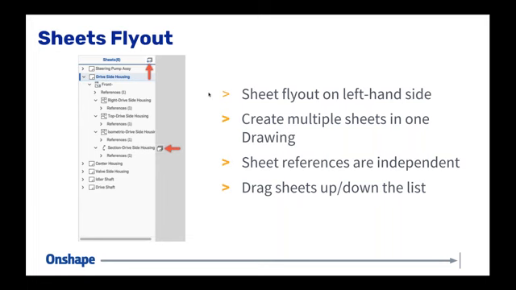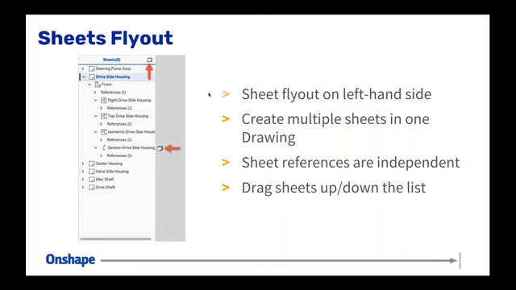Now, the Sheets Flyout has some unique things that you can do. It allows you to see the reference of whatever that sheet is. Remember, sheets are independent, so each sheet has its own reference, whether that be the top-level assembly or parts within it or subassembly. You can see them when you start to expand out each of the sheets in the Sheets Flyout. But one of the unique things about this is you can reorder the sheets. You can move drawing views from one sheet to another from within the Sheets Flyout.